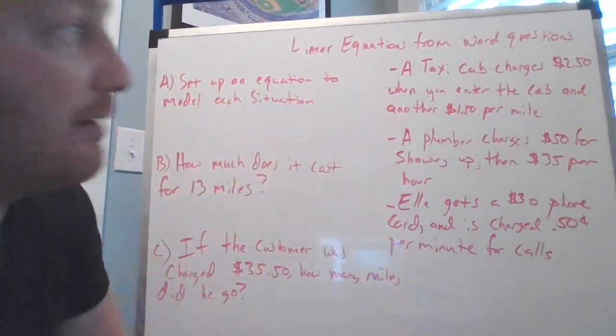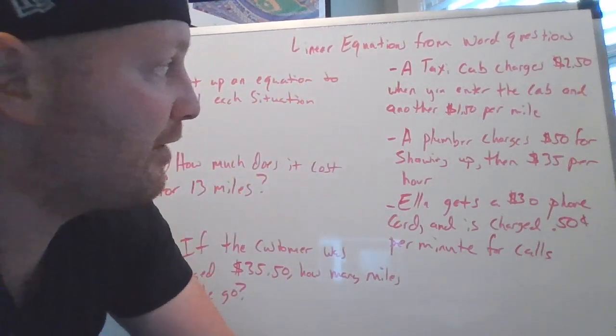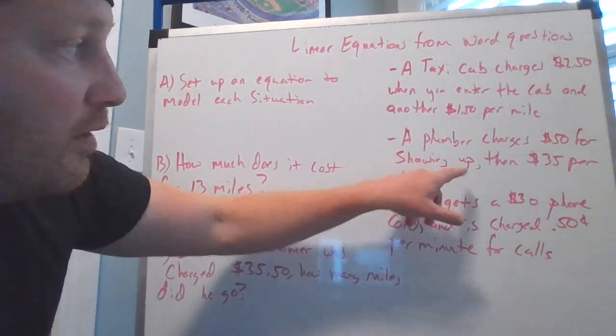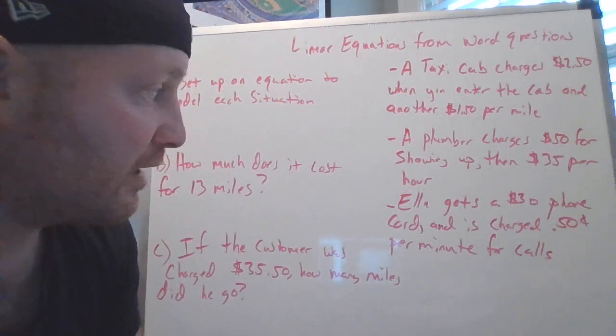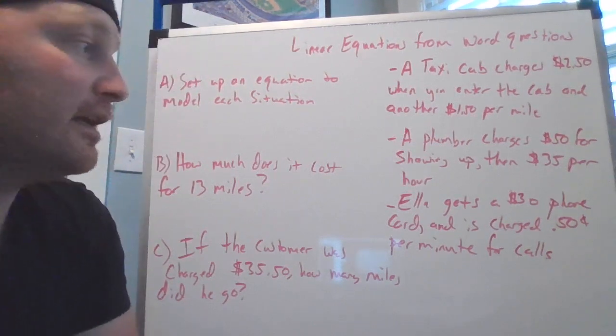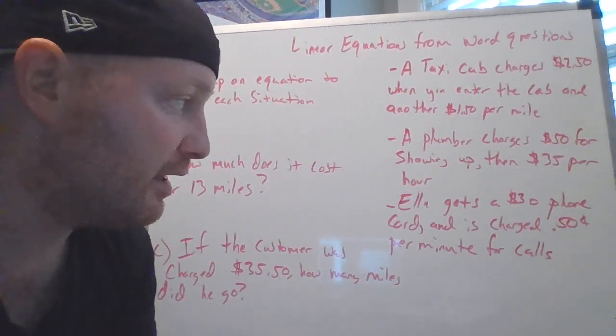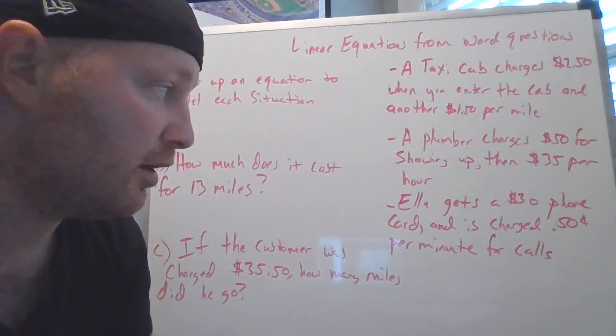First one is a taxi cab charges $2.50 when you enter the cab and another $1.50 per mile. The second one is a plumber charges $50 for showing up and then $35 per hour. And the last one is Ella gets a $30 phone card and is charged 50 cents per minute for calls.